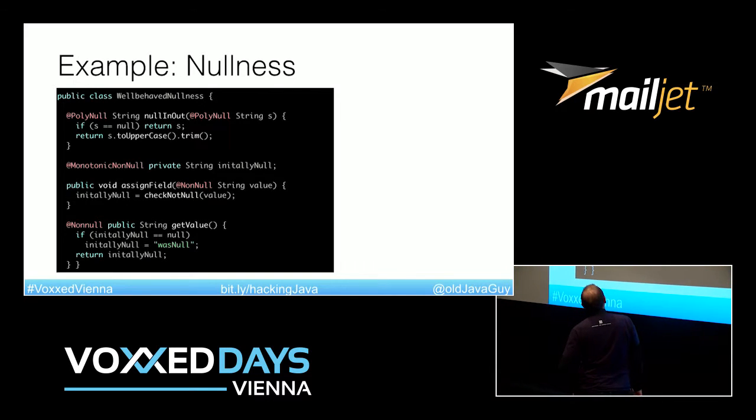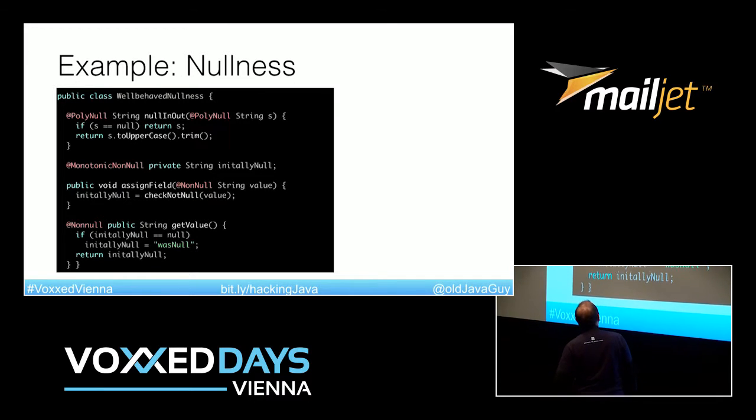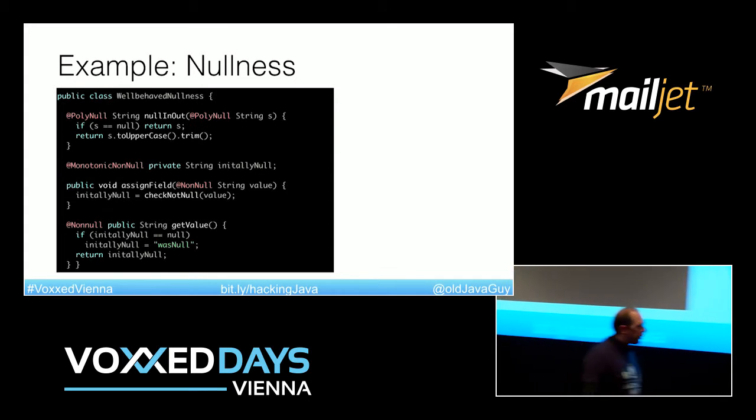Polynull defines that this method will return null exactly only if null comes in. And you have the parameter type also annotated as polynull. So the compiler will actually check that there is no code path where this method returns null unless the input is null. And the second part here is monotonic non-null. So here's a variable that initially is null, but once it has been assigned to non-null, there is no code path that could ever assign it back to null. And while I'm not sure those are my favorite semantics, it's nice that the compiler can figure them out.